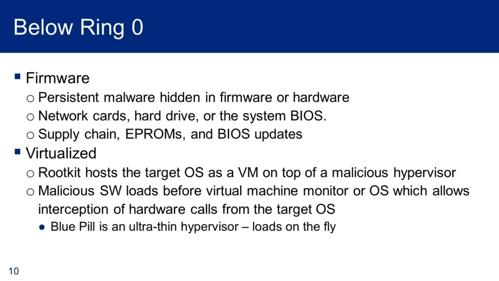Firmware rootkits are persistent because they reside in firmware and can survive the installation of a new hard disk and an OS reload. The attack path is usually via the supply chain, but EEPROMs and BIOS updates are other options for infection. Virtualized rootkits attack the host OS running as a VM on a hypervisor. Basically, hardware calls from the VM are intercepted and modified by the malicious hypervisor.